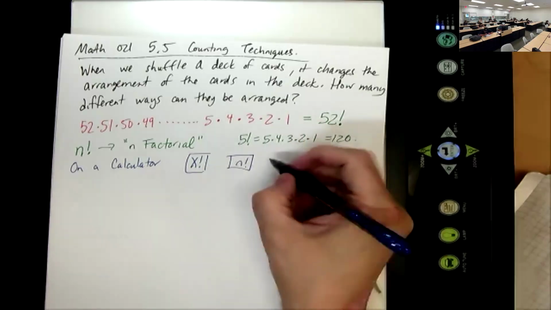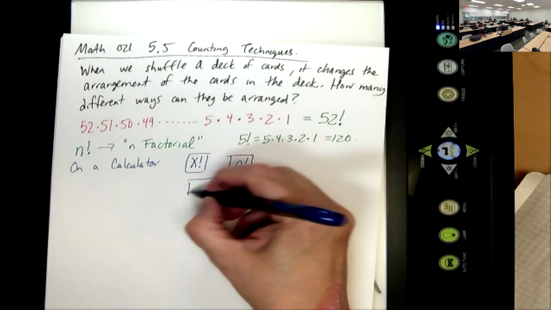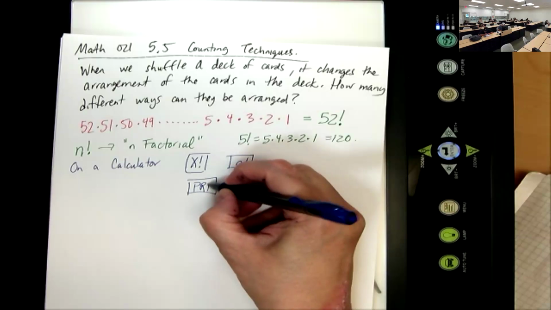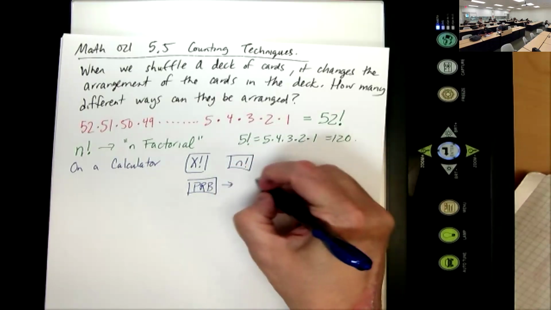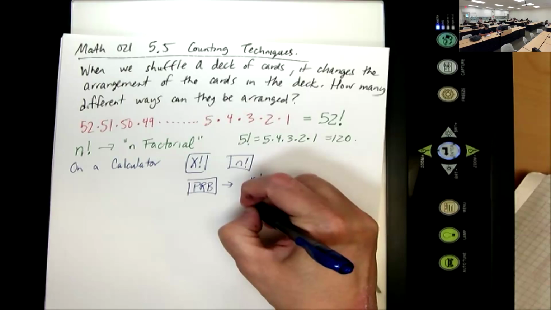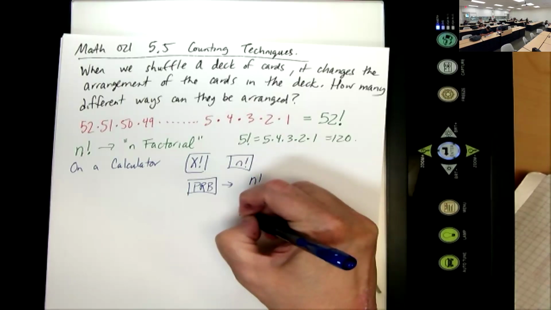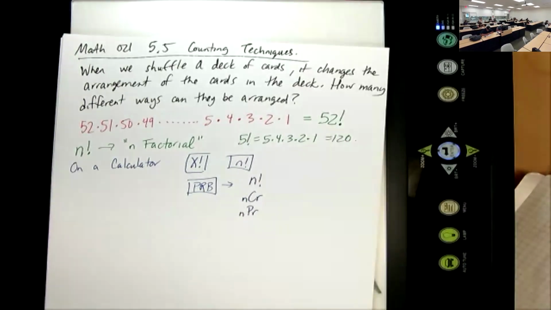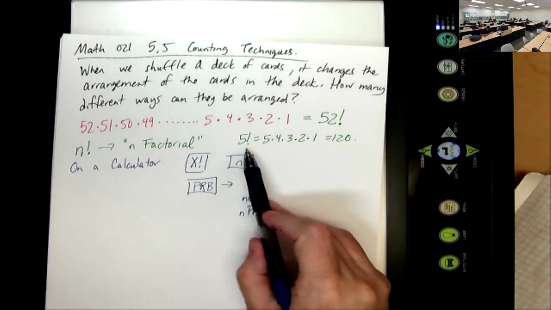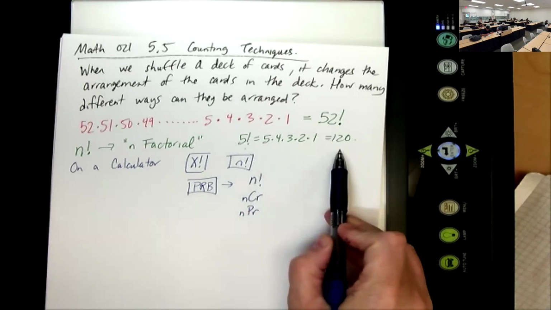Some calculators have a button that says PRB. And when you hit the PRB button, you're given 3 options: n factorial, nCr, and nPr. If you have your calculator with you and can't find it, ask me after class. If you can find it, plug in 5 factorial and make sure you get 120.